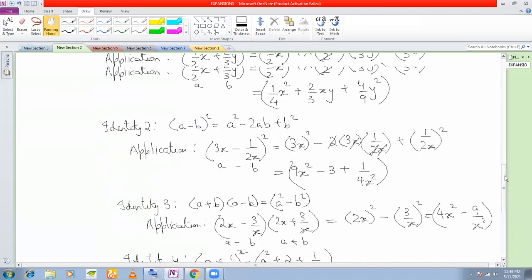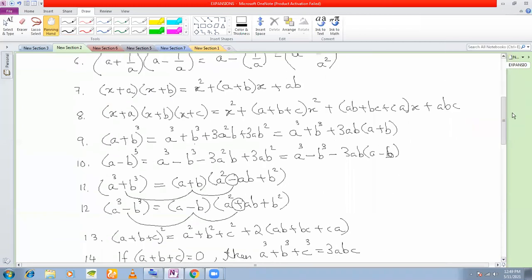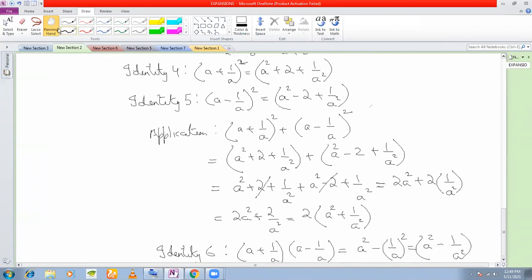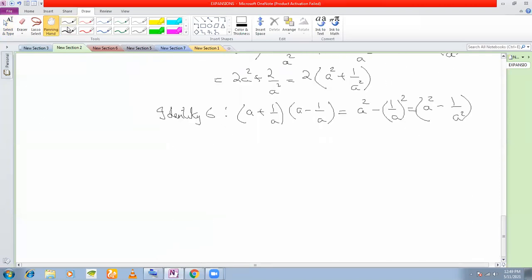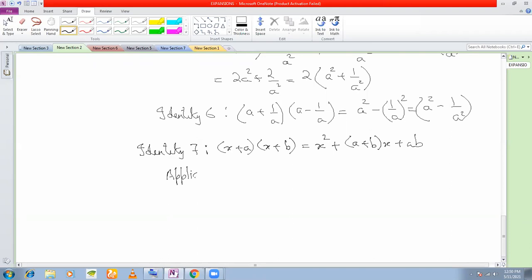Next identity that you must know is (x + a)(x + b). This is an important one. Identity number 7 is (x + a)(x + b) equals x square plus (a + b)x plus ab. Application: how to apply these?